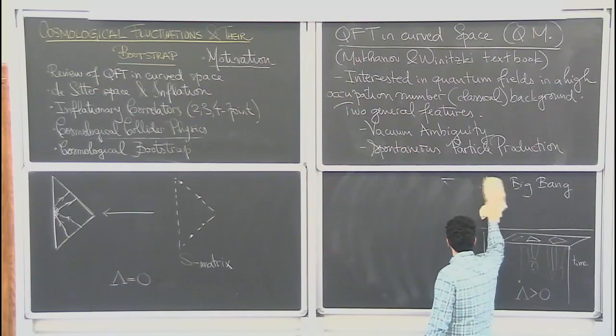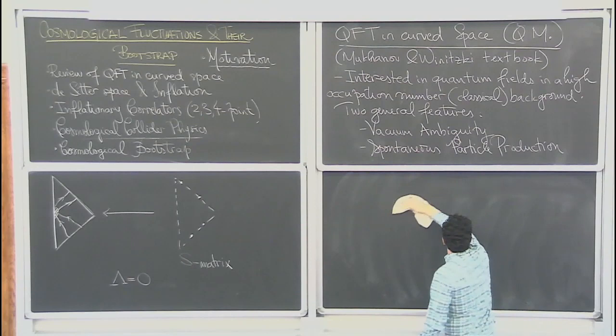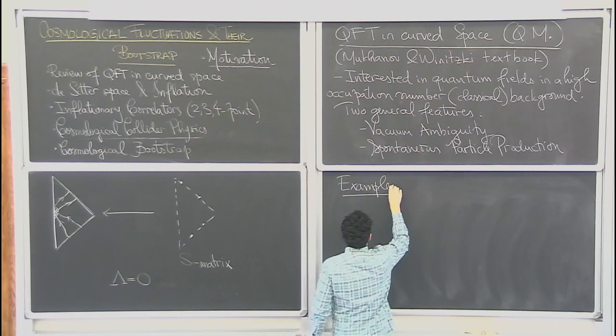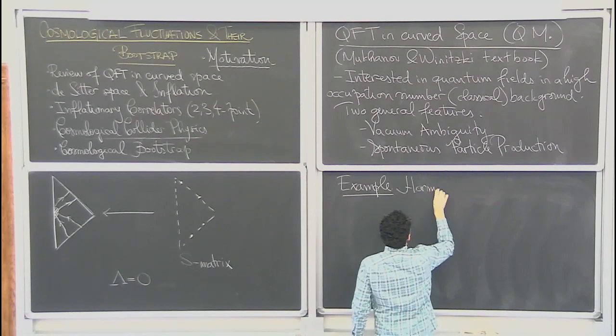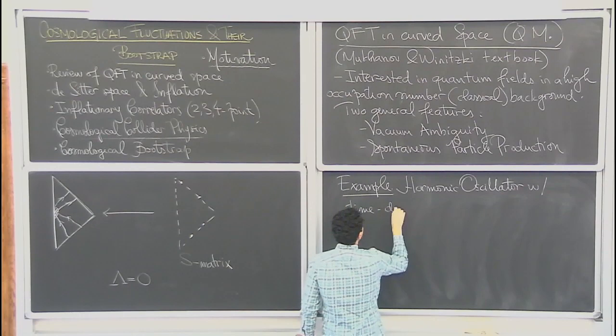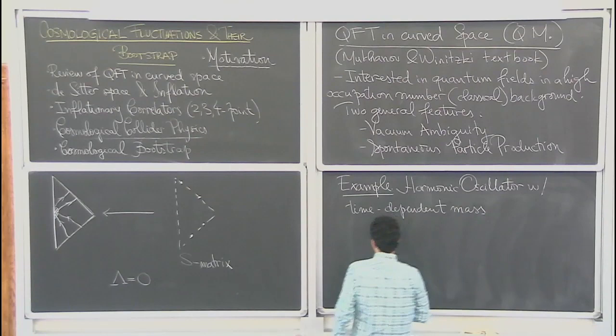Okay? So I will discuss the example of a harmonic oscillator, but with some background switched on. And here the background will just be that the mass or the frequency of the harmonic oscillator is time dependent. Okay. So example: harmonic oscillator with time-dependent mass.